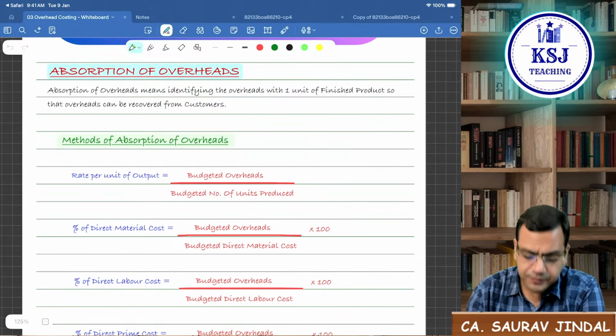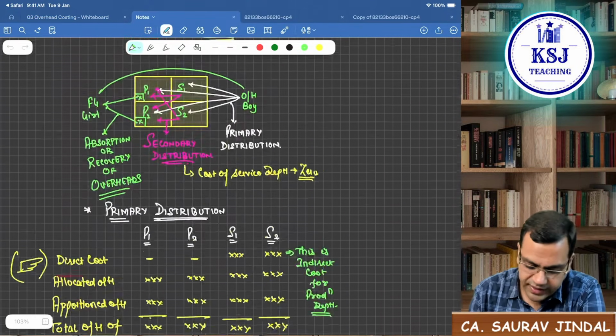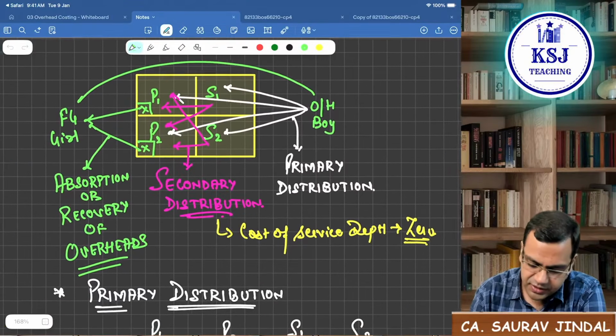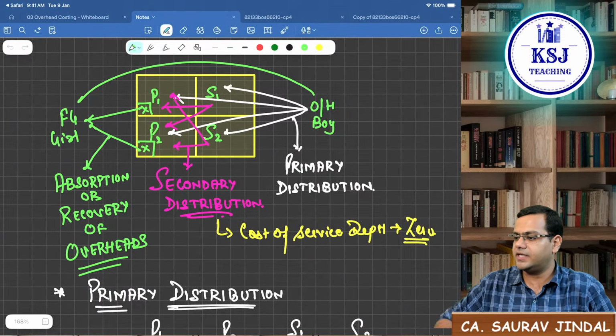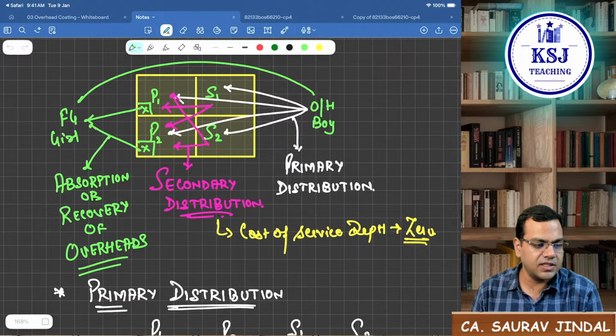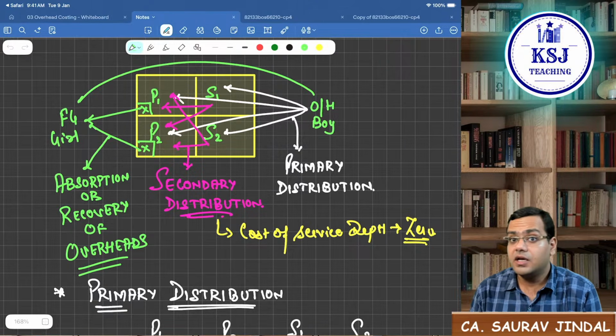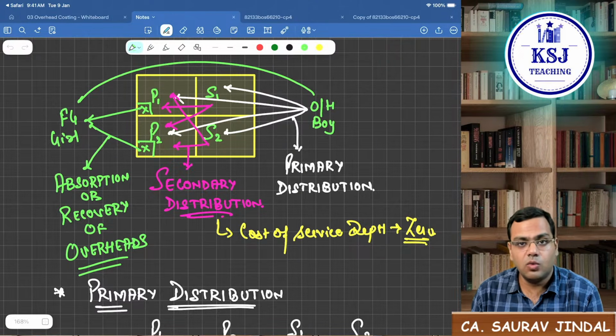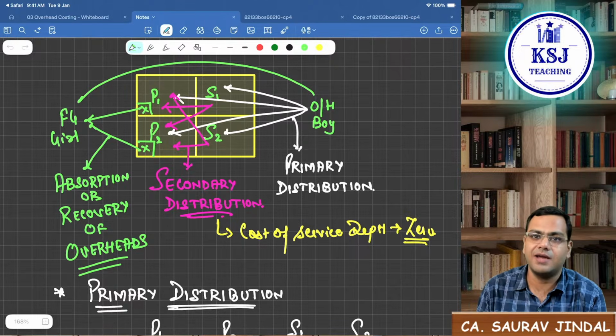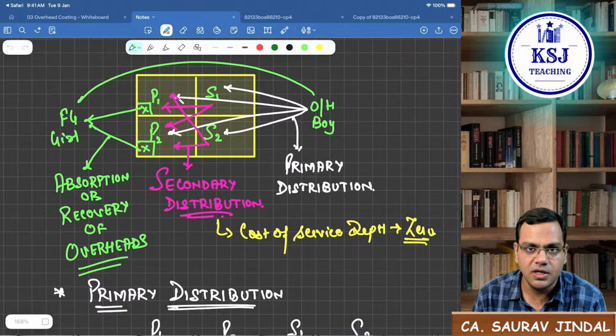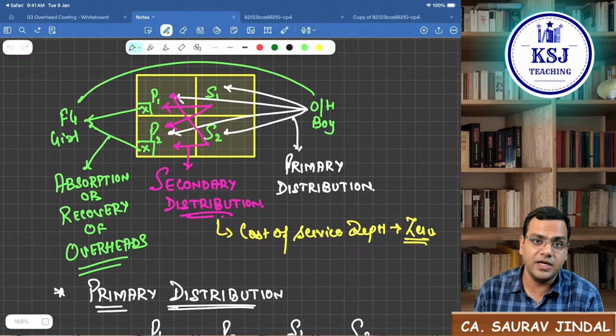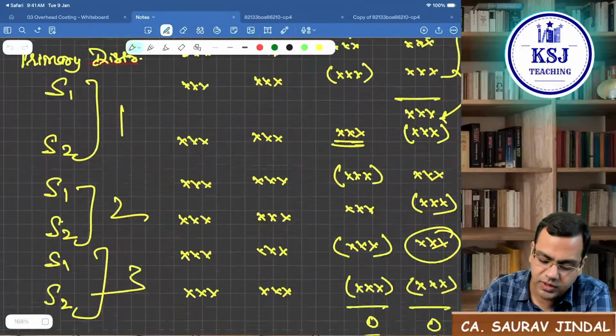So yesterday we discussed this overheads part, why we are studying these overheads. Remember that there are 3 steps in the overheads. This is what we discussed yesterday, that there are 3 steps to identify the overheads in 1 unit of the finished product. Why do we want to identify? So that the cost can be recovered from our customer. The first step was primary distribution. The second step was secondary distribution. Now, after the secondary distribution, what has happened now? Just try to understand what the next step is.